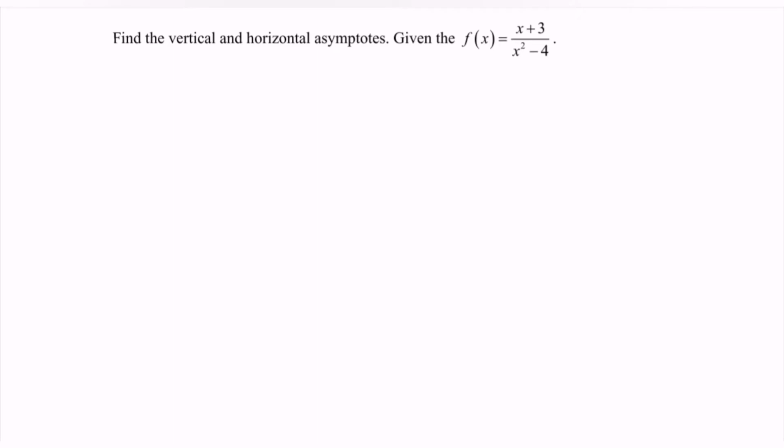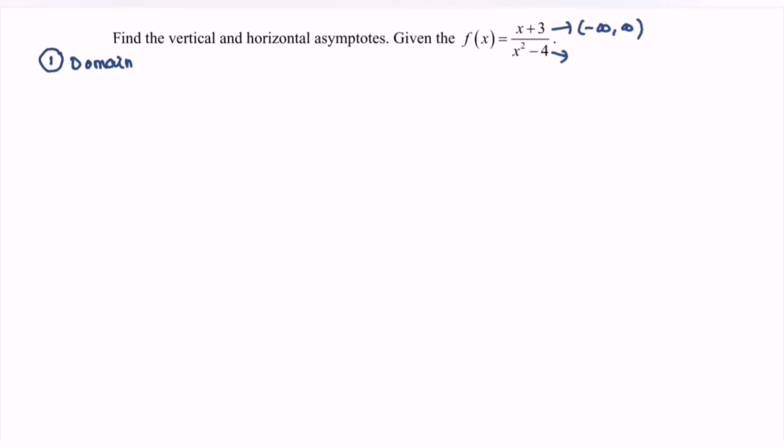So step number 1, we're going to find the domain. So how to find the domain? Kindly observe the function. We have the numerator part, which is linear, so the domain will be negative infinity until infinity. Then for the denominator, it is a quadratic. As we all know, for a quadratic, the domain will be negative infinity until infinity.